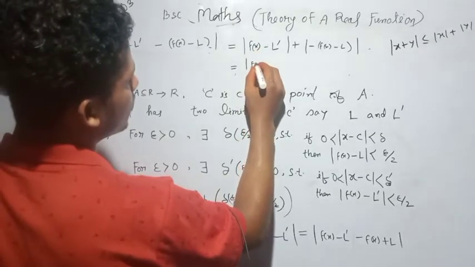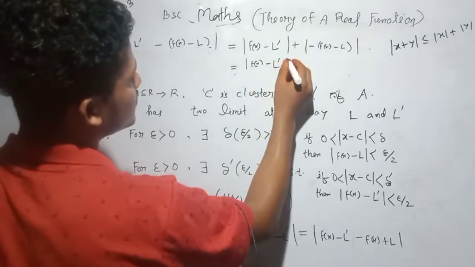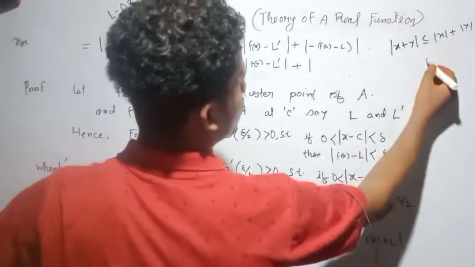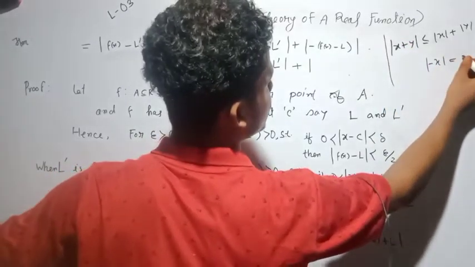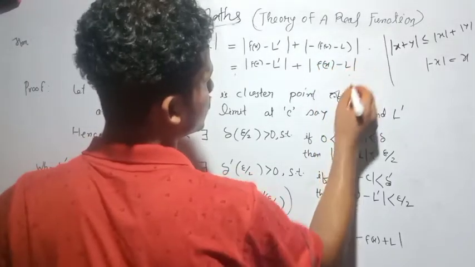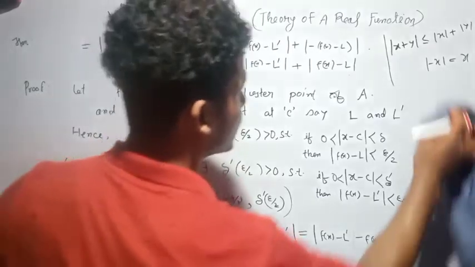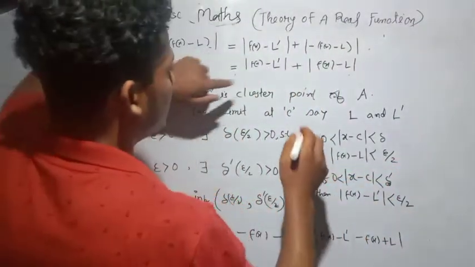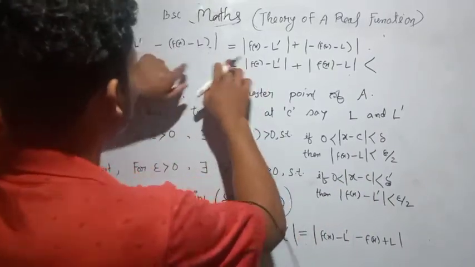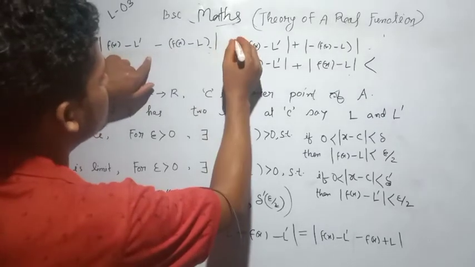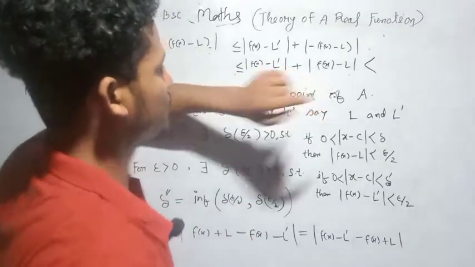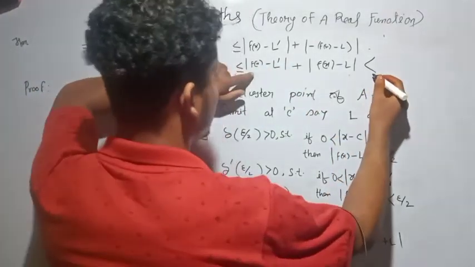This is equal to modulus of f of x minus L dash plus modulus of minus, and modulus of minus x is equal to modulus of x. So modulus of f of x minus L. And this is modulus of x plus y, which is less than or equal to modulus of x plus modulus of y.